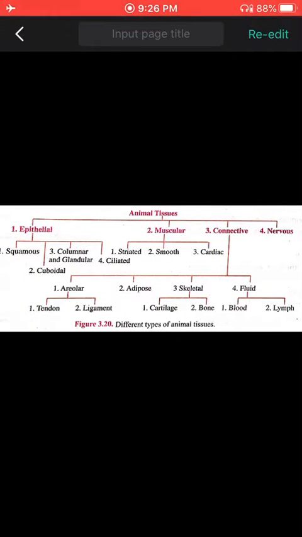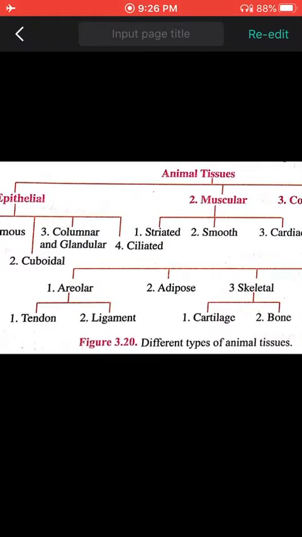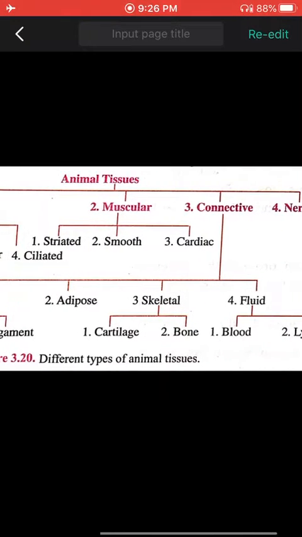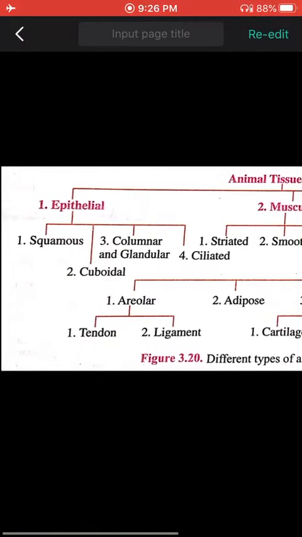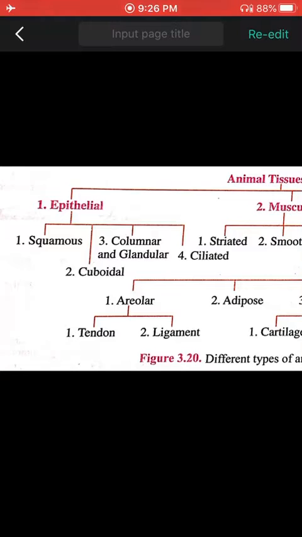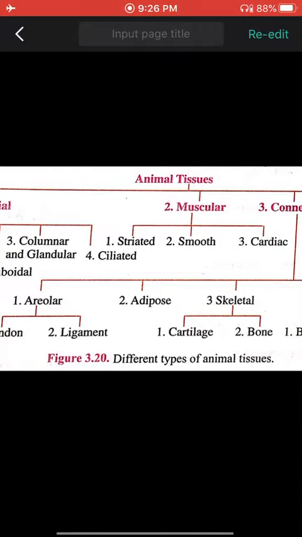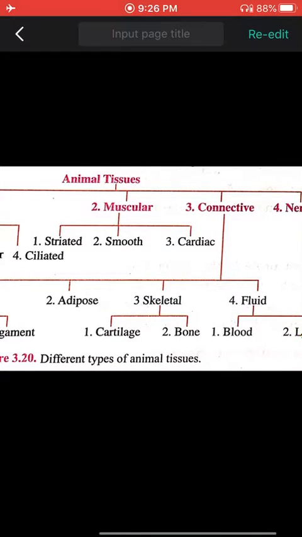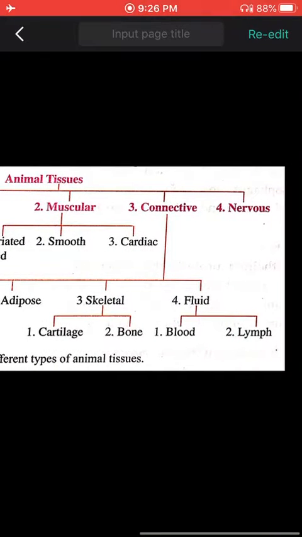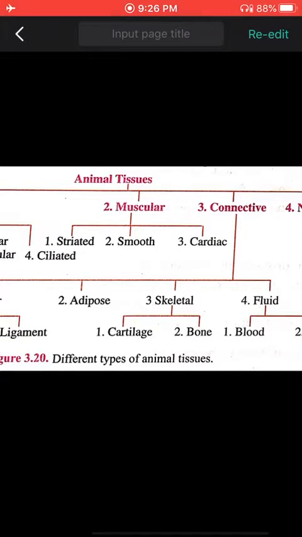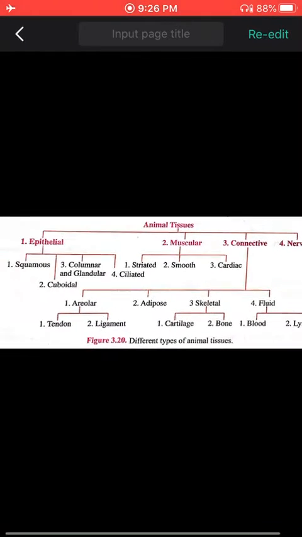As we know, connective tissue is divided into areolar, adipose, skeletal and fluid tissue. Areolar is divided into tendon and ligament, adipose is not divided into any, while skeletal tissue is divided into cartilage and bones, and fluid tissue is divided into blood and lymph. So first we will take connective tissue.